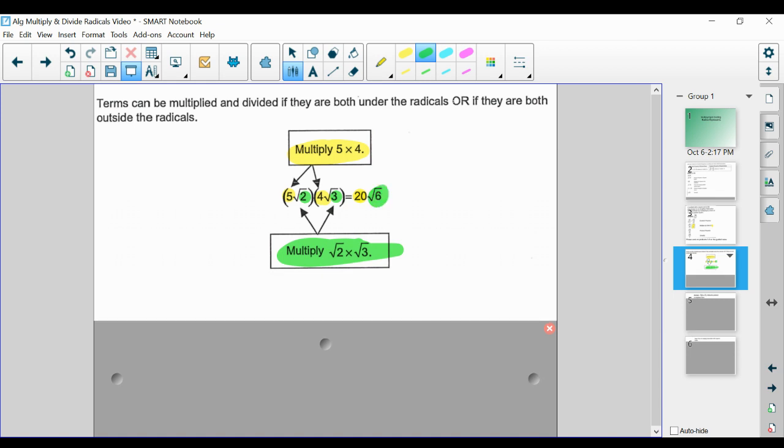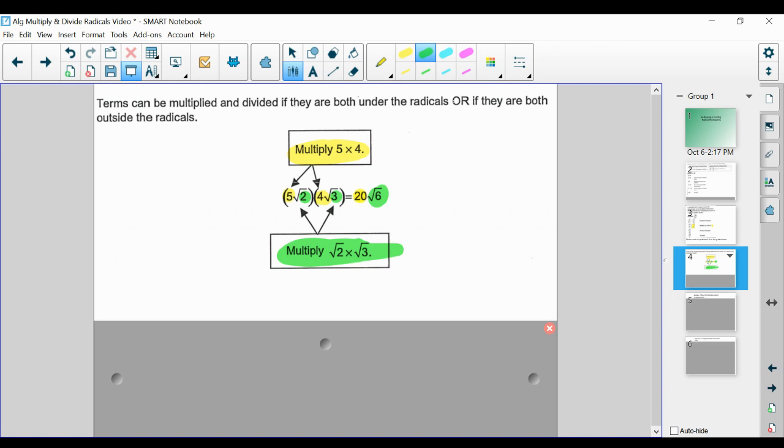So if the numbers are outside the radicals, we can multiply them, technically, and divide. If the numbers are inside the radicals, we can multiply and divide them. But we can't multiply a number on the outside with a number on the inside. We can't do that. If the numbers are on the outside, they can be operated on. If the numbers are on the inside, they can be operated on together. But we can't crisscross. All right?